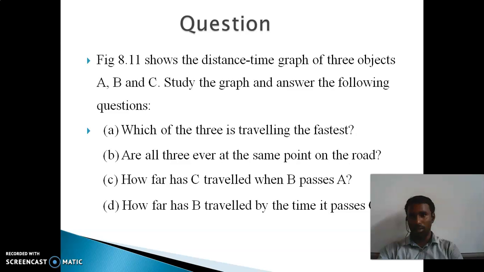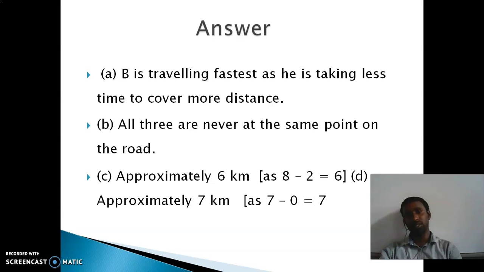They gave one analytical question. From it, they are asking which is the fastest, and whether they cross the same point or not. And how far has C traveled when B passes A, and how far has B traveled when it passes C. For these kinds of questions, we can easily see from the graph and predict the answer.